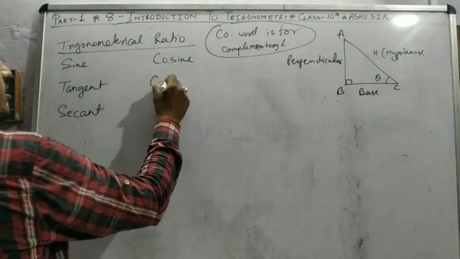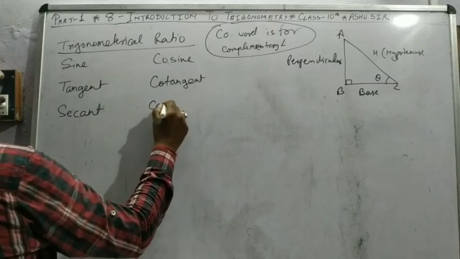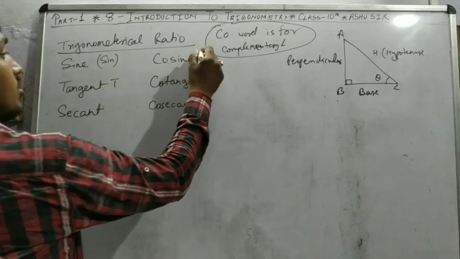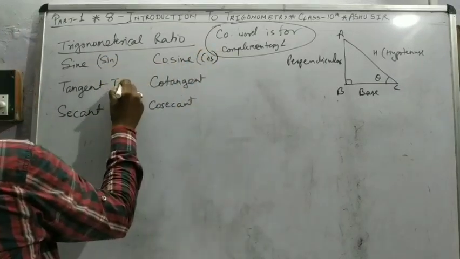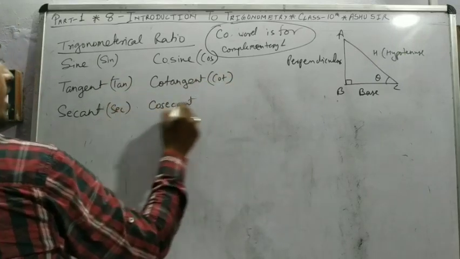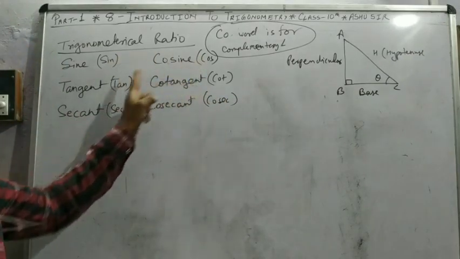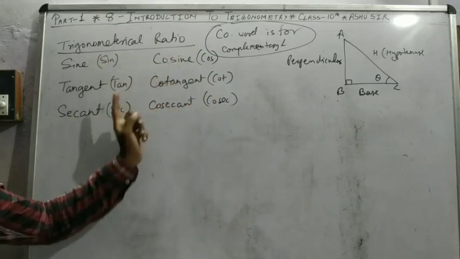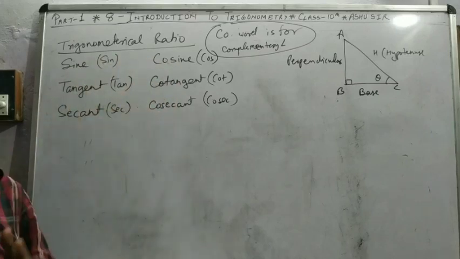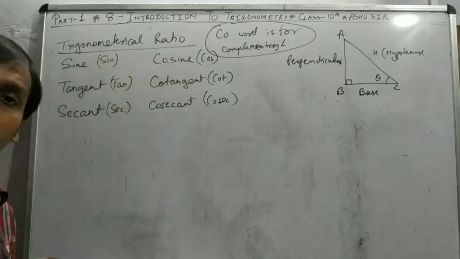Tangent, cotangent. Second, cosecant. The short names are sin, cos, tan, cot, sec, and cosec. This sequence you have to get in the book: sine, cosine, tangent, cotangent, secant, cosecant. So there are 6 trigonometrical ratios, and this defines the ratio of the sides.